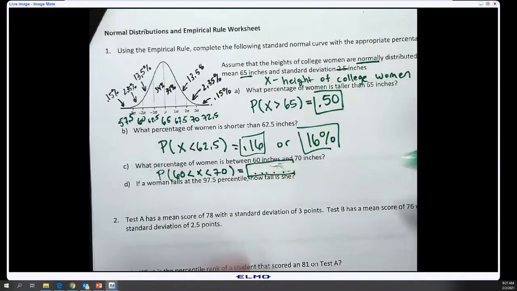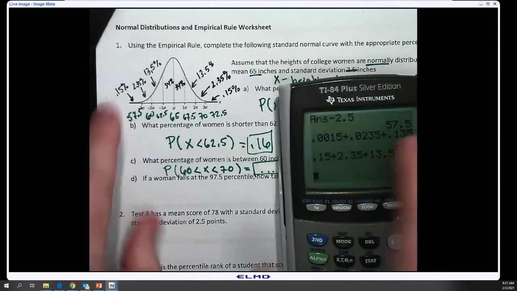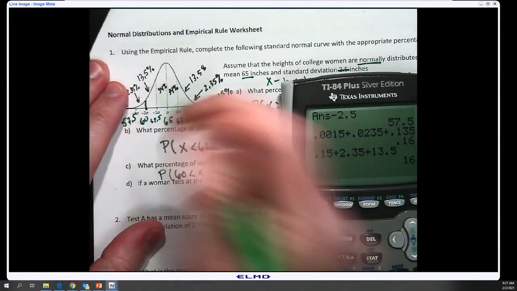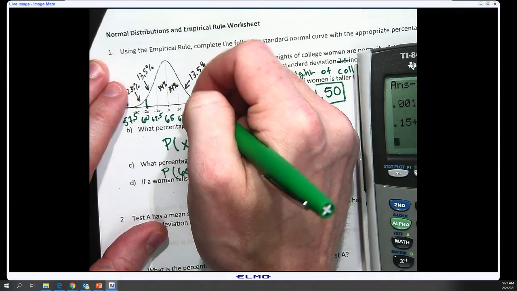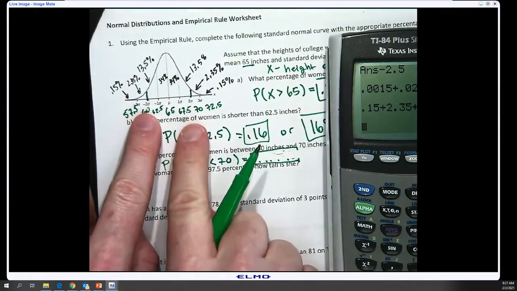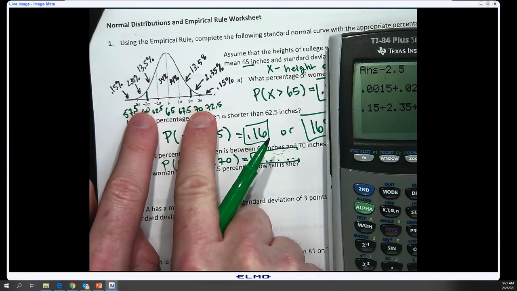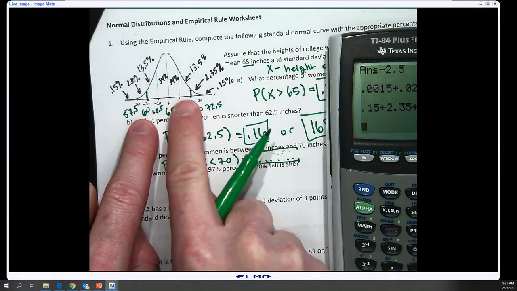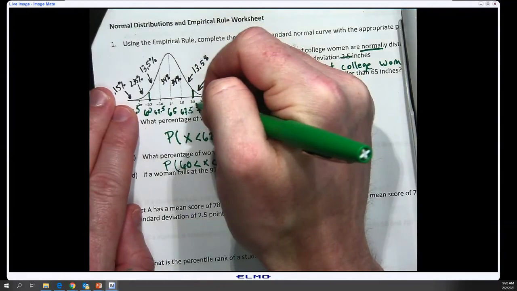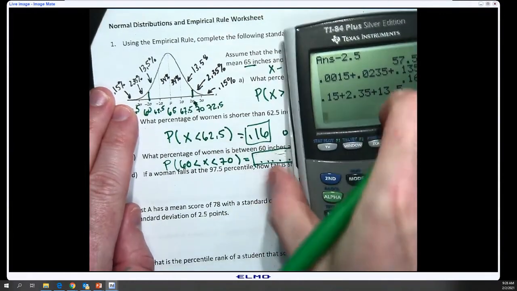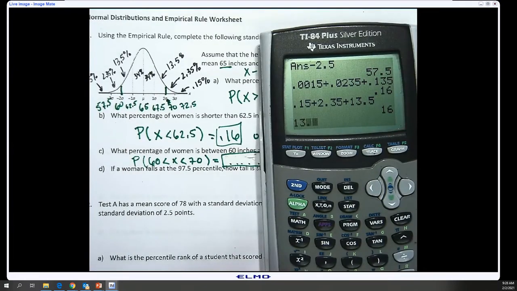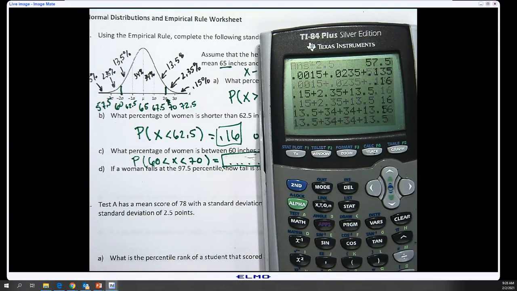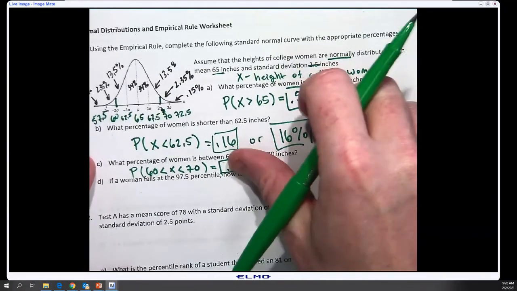I shouldn't be speeding through it. Let's use Dora, make sure we don't mess up. So going from this line to this line, it should be 2 deviations away. I think because of how spread out my numbers are, 70 is right here. It should be 2 deviations away, so that should be 95%, which would be 13.5 plus 34 plus 34 plus 13.5. So 95%.